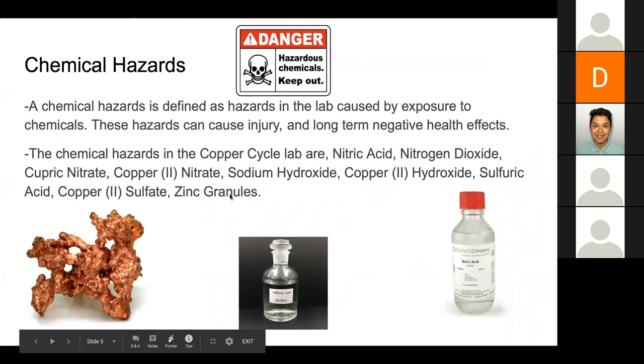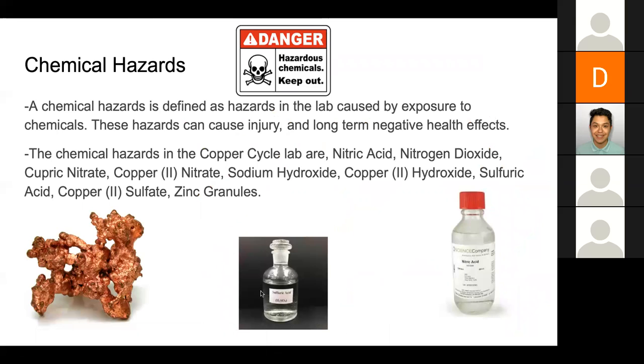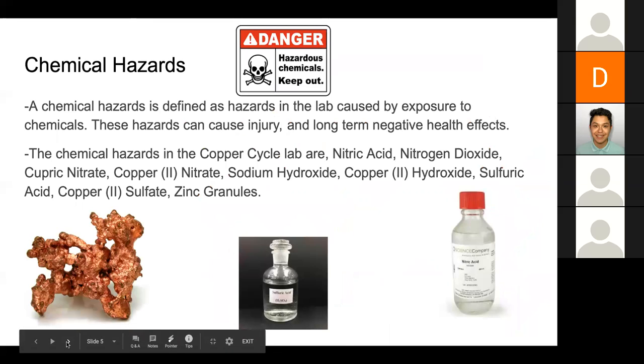All right, thank you, Olber. Now we can put those to use. So chemical hazards are defined as a hazard in the lab caused by exposure to any types of chemicals. These hazards can cause injuries and long-term negative health effects.